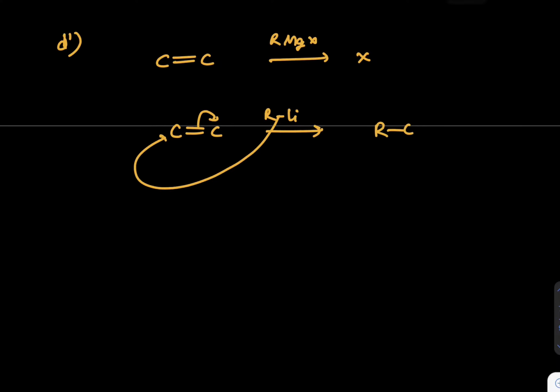So what it forms is RCC minus kind of thing, or we can say RCC Li, if we write like this. And later this RCC Li can attack on some other unit of C double bond C, and they can start clubbing like that. And at the end you can just put hydrogen as required. So RMgX gives no reaction, but this will do the reaction.